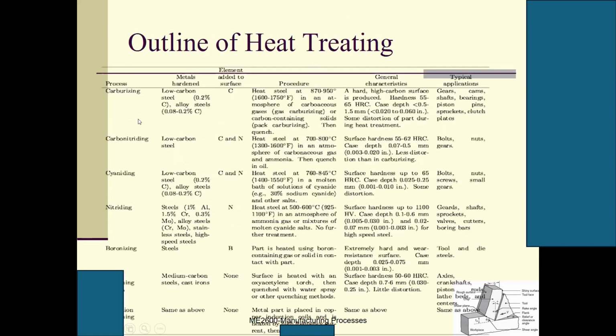So, outline of heat treating. Carburizing, carbonitriding, cyaniding, nitriding, boronizing, flame hardening, and induction hardening. So these are different processes. You can have material hardened, elements added to surfaces, and also the procedure for how to carry out these heat treating processes, and general characteristics, and also the typical applications.